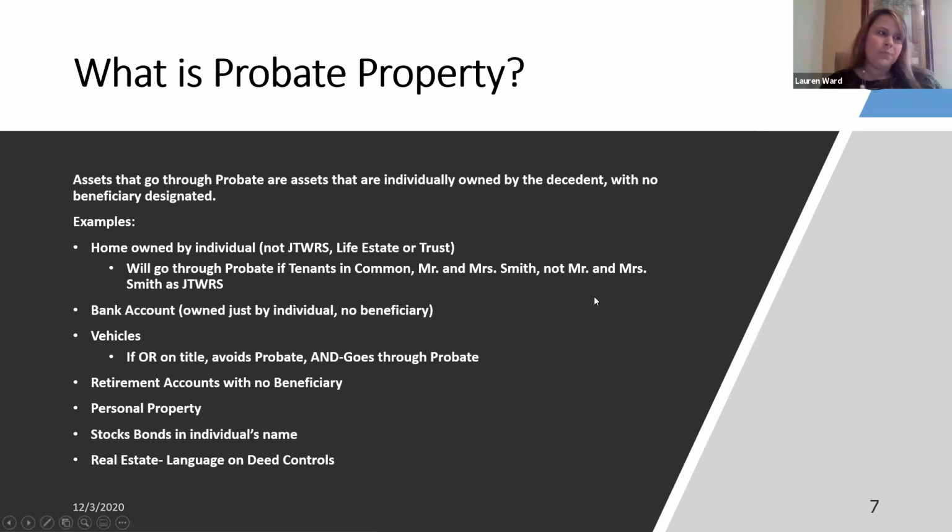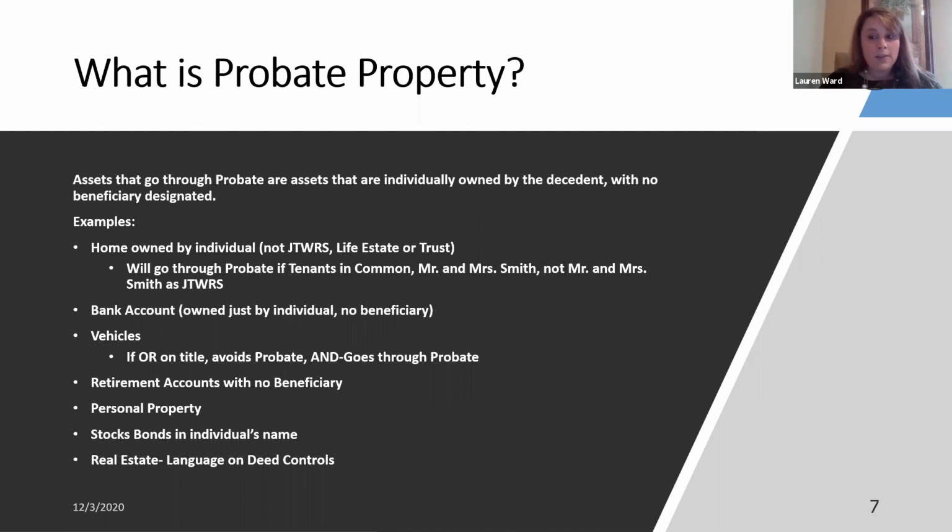That's with a home that is owned jointly, but is not owned as right of survivorship. If the home is owned as a life estate, then you don't have to list that on the inventory and appraisement because it automatically passes at the person's death to the remainder interest. And if it's owned by a trust properly, then that doesn't go on the inventory and appraisement because it's not probate property, it's property of the trust.